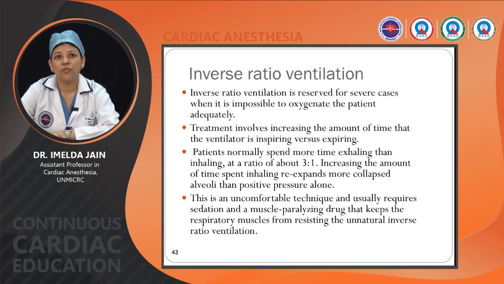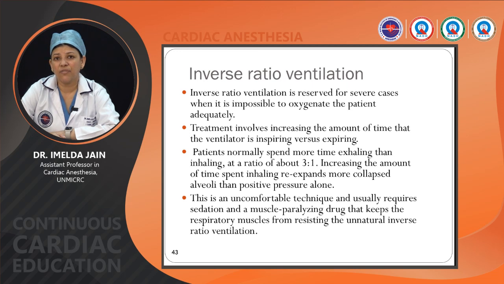So, indications of inverse ratio ventilation. The IRV is reserved for severe cases when it is impossible to oxygenate the patient adequately. This treatment involves increasing the amount of time that the ventilator is inspiring versus expiring. Normally, the patients spend more time in exhaling than inhaling. This ratio is 3:1. Increasing the amount of time spent inhaling re-expands more collapsed alveoli than positive pressure alone.